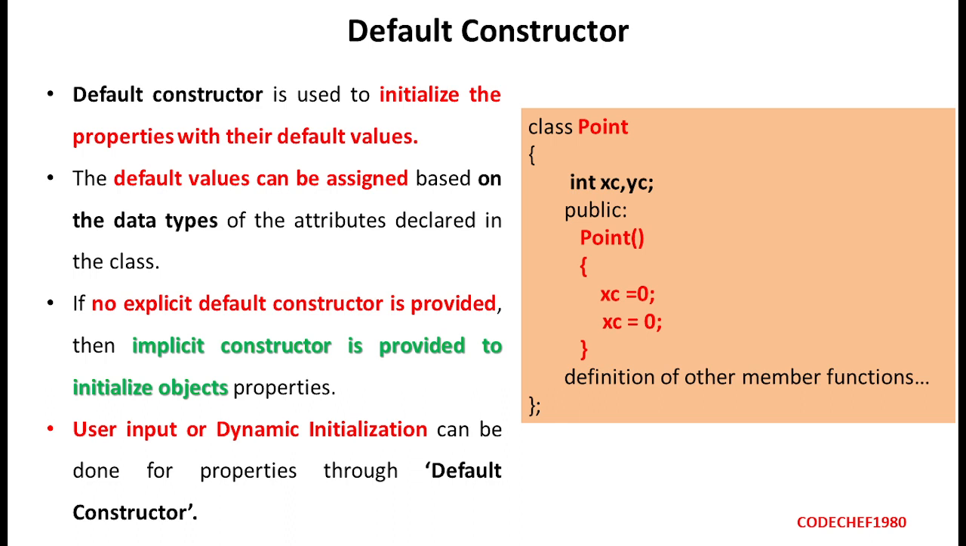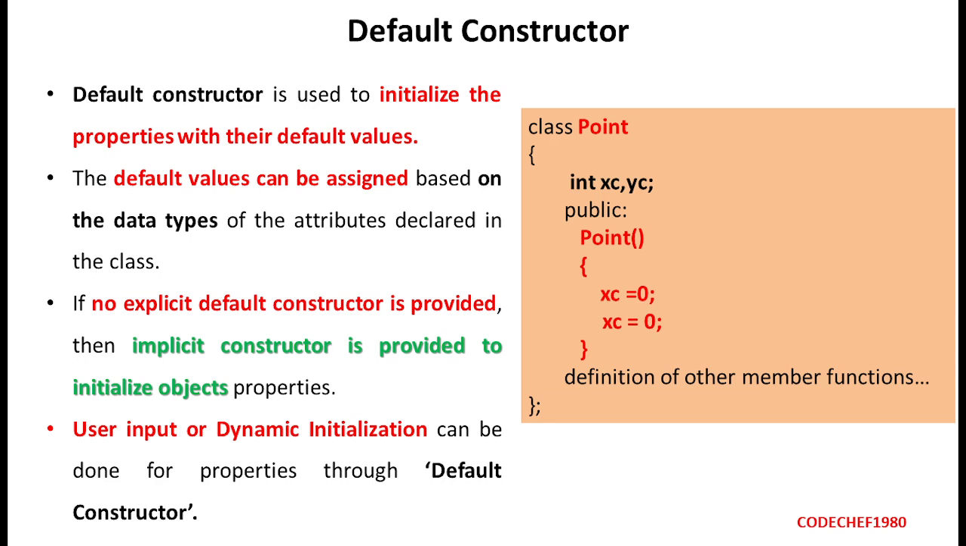We have a class like Point, and also we have declared two properties like x coordinate and y coordinate, and we initialize the values: x coordinate is equal to 0 and y coordinate is equal to 0. Actually, there is a mistake. Not xc is equal to 0, that is yc is equal to 0. So here you can see the default value for this integer number is 0, that we assign here.